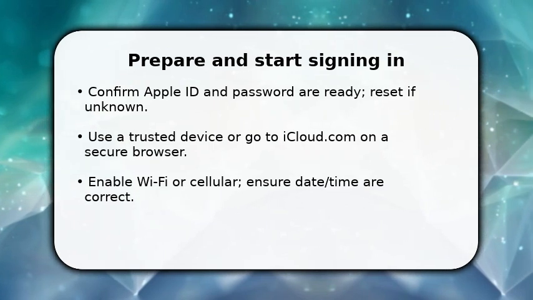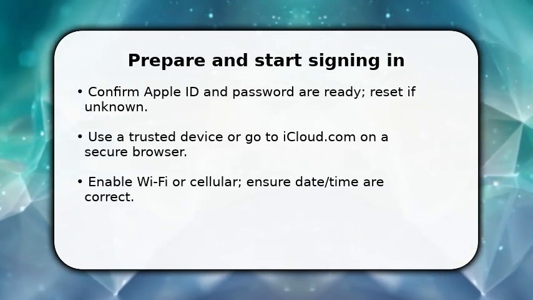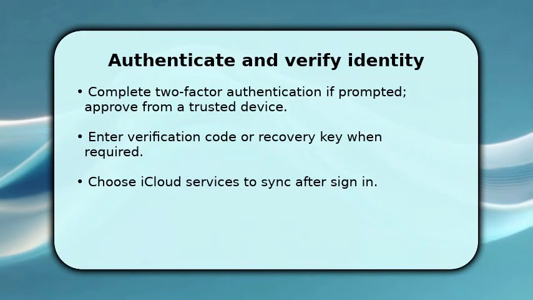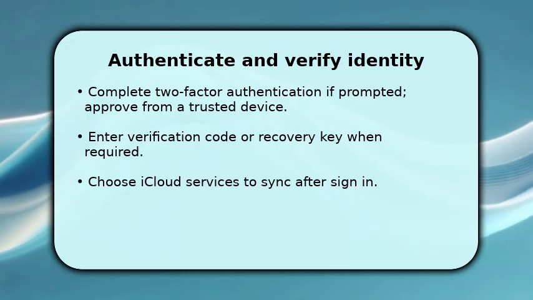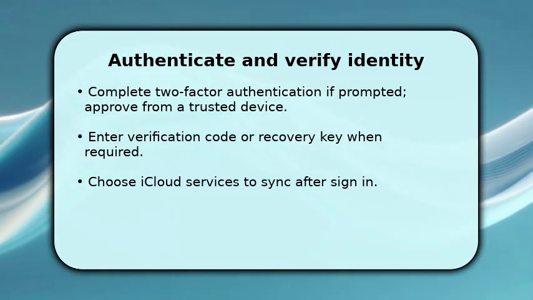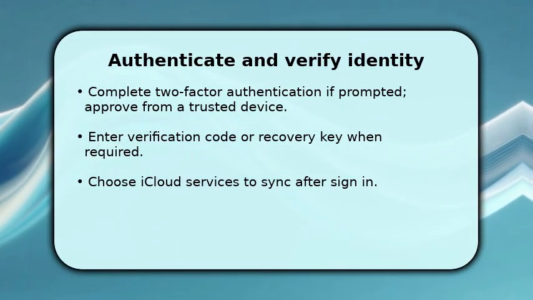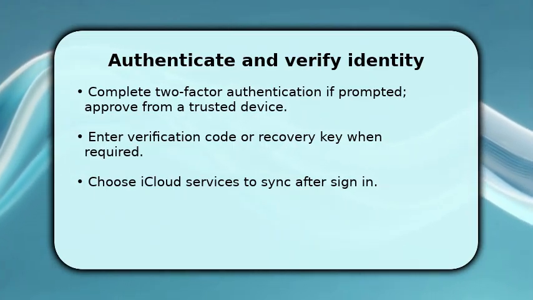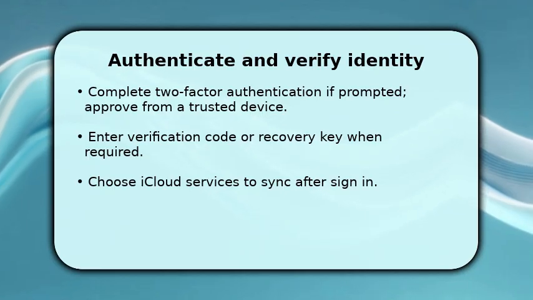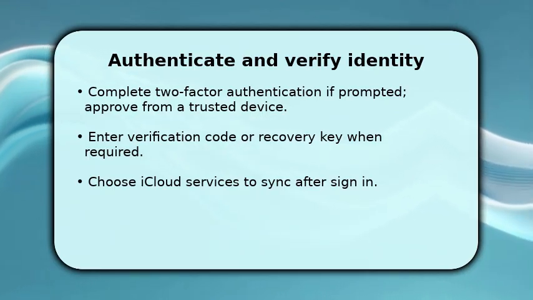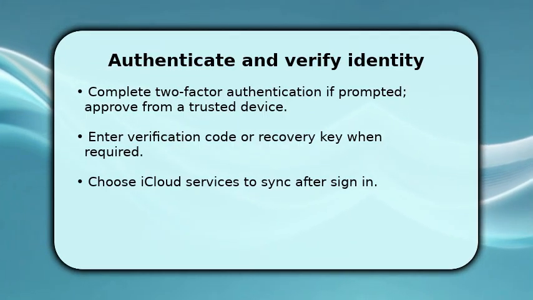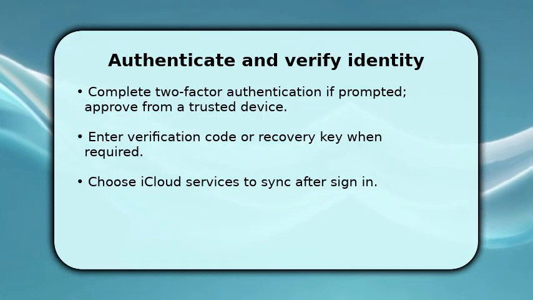Next, you'll handle two-factor authentication to prove ownership. After entering credentials, watch for a verification prompt on another trusted Apple device or receive a code by SMS. Type that code exactly. If asked, decide whether to trust this browser or device. Trusting reduces future prompts. Once verified, you'll see iCloud service options. Select the apps and data you want to sync. This step controls what stays in iCloud and why those permissions matter for backups and continuity.